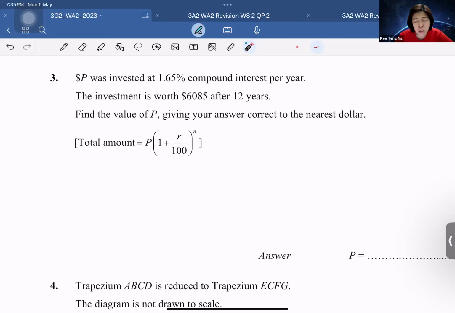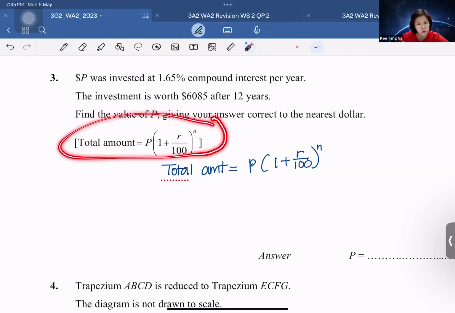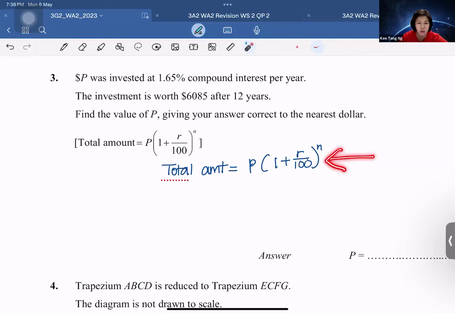This question is on compound interest. So let's begin with the formula on compound interest first. Compound interest always starts with the total amount: P bracket 1 plus R over 100, power n. Normally the formula will be given for the end of year exam, but for the test, this formula may not be given. So you will have to memorize the formula on your own.